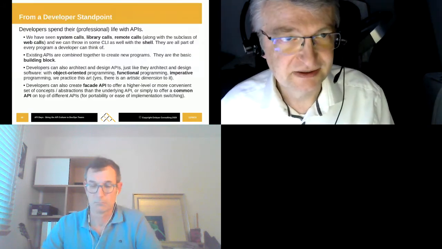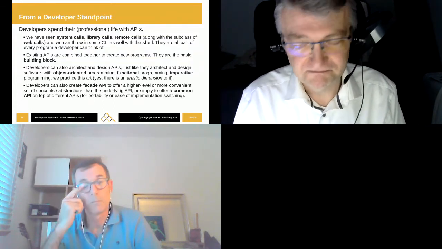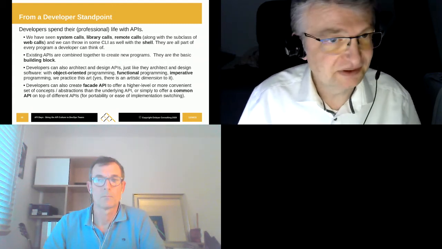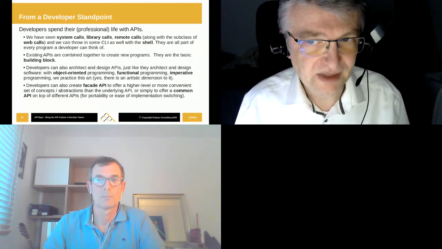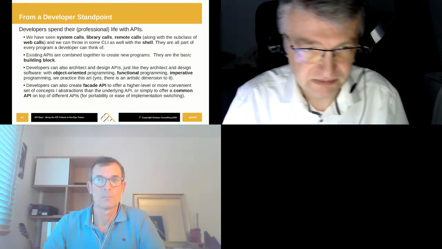So dev and ops, they really love APIs, right? So from a developer standpoint, what happens? Well, a developer spends all his professional life, and perhaps part of his personal life if he's doing open source software, with APIs. So we've seen system calls, library calls, remote calls, everything, shell commands. This is the daily life of a developer. And these APIs, they're combined to create new programs, new functionality.